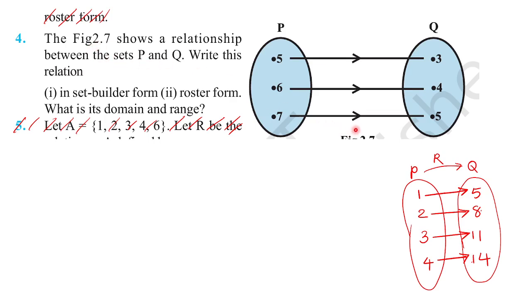The question is, an arrow diagram is given to us, a relation from P to Q is given to us. Write the relation in set builder form, roster form, domain and range. Roster form is the easiest way. The roster form means this 5 is related to 3. Is it correct? 5 is related to 3. So 5 comma 3. Let me write the roster form first because it is easier. 6 is related to 4, so 6 comma 4.